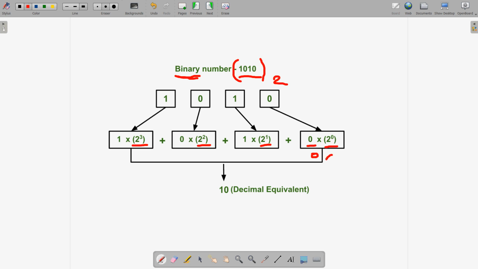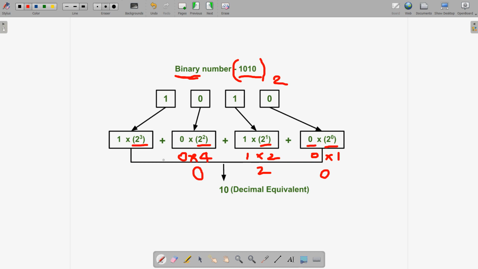0 into 1, so its value will be 0. Yes or no? 0. 2 to the power 1 is 2, multiplied by 1. The value will be 2. Clear? Then 2 to the power 2, that is 4, and it is multiplied with 0. So 0 into 4 will be 0, because any number multiplied with 0 is 0.